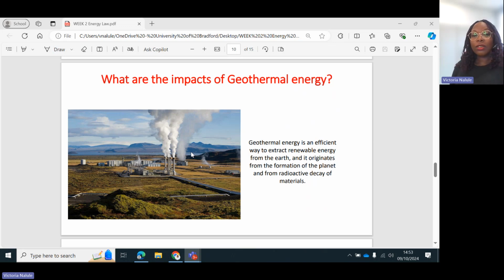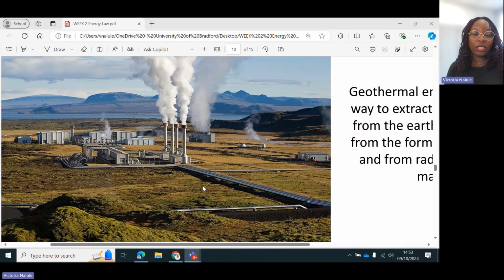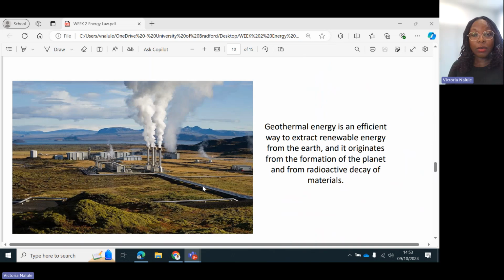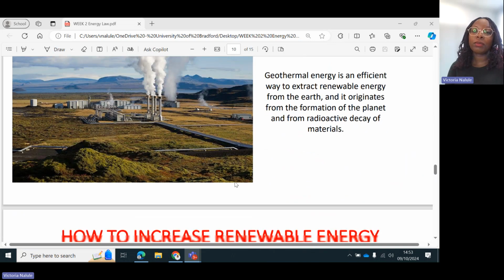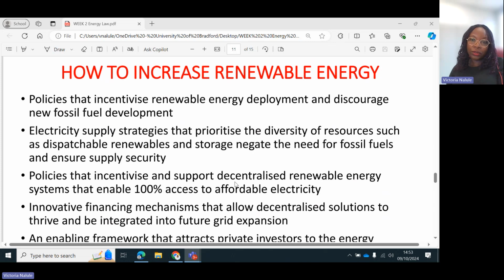And then there is also geothermal energy. And geothermal energy is an efficient way to extract renewable energy from the earth, and it originates from the formation of the planet and from radioactive decay of materials. So in countries like Kenya, they have really invested a lot in geothermal energy. It's a good alternative to fossil fuels because it's also considered to be clean compared to the dirty fuels.